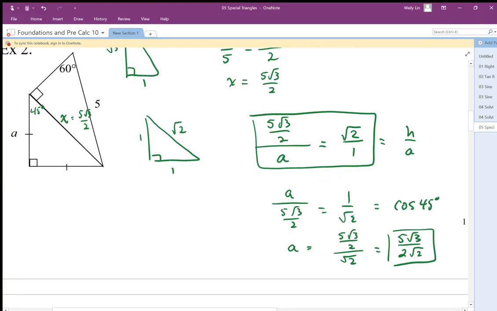Same with this one here. I'm just going to highlight these in red. Okay, we leave our answers in the exact value square root form.